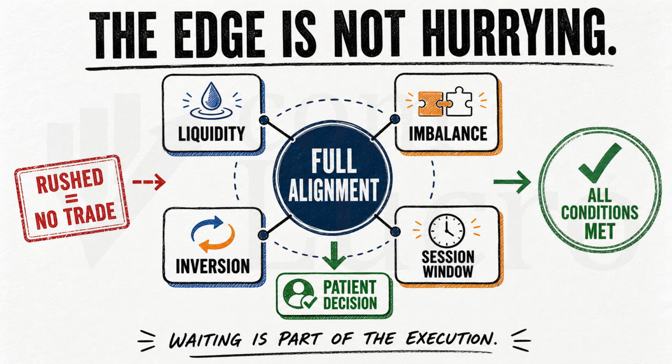To wrap up, notice that every element of this model points at the same thing: the liquidity sweep, the fair value gap, the inversion, the session window. None of them describe what price is doing. They describe what traders had to do and where they were forced to do it. That makes the chart a record of decisions, and your edge is being the one person in it who was not in a hurry. Stay patient, wait for full alignment, and execute only when every condition is met, because that is where real consistency and a real edge are built.